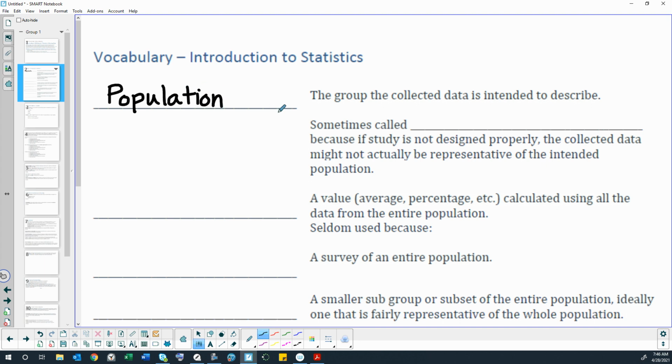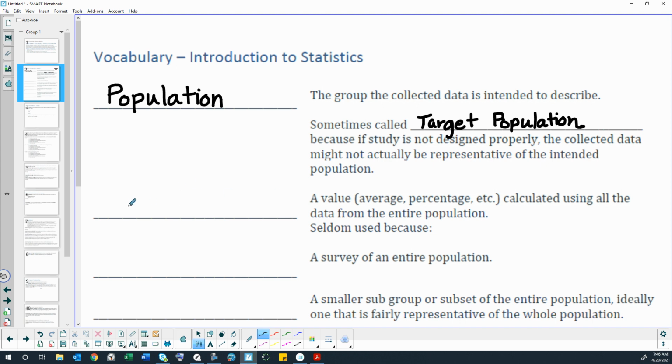Now, sometimes because of what we call bias, the data doesn't actually describe the actual population, so the population of the data becomes something different than what we wanted it to be. So sometimes the population we want to have is called the target population because that's what we're trying to target, and occasionally we get off the mark because of something that's been designed wrong or collected wrong.